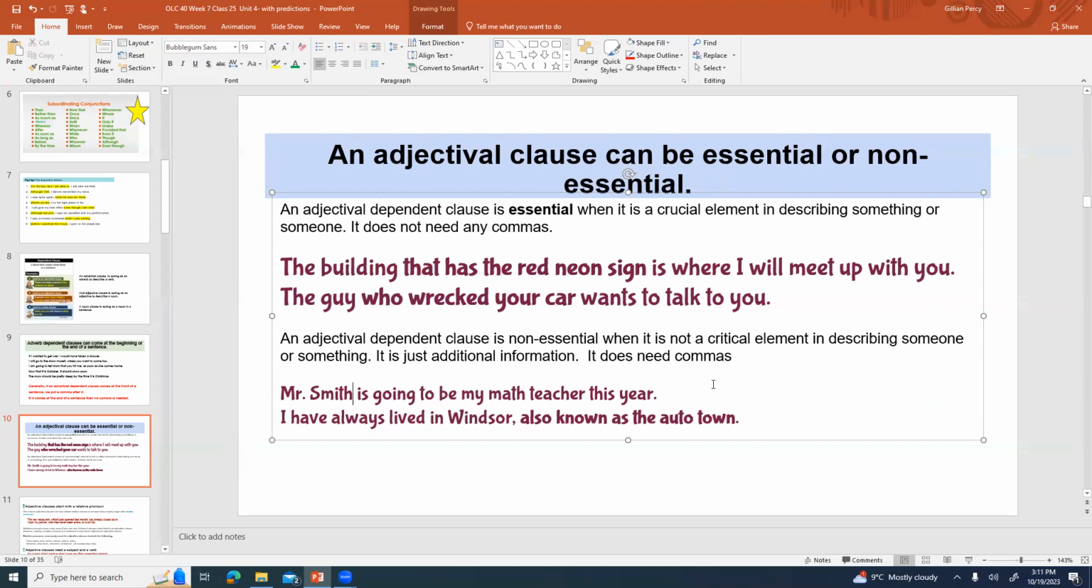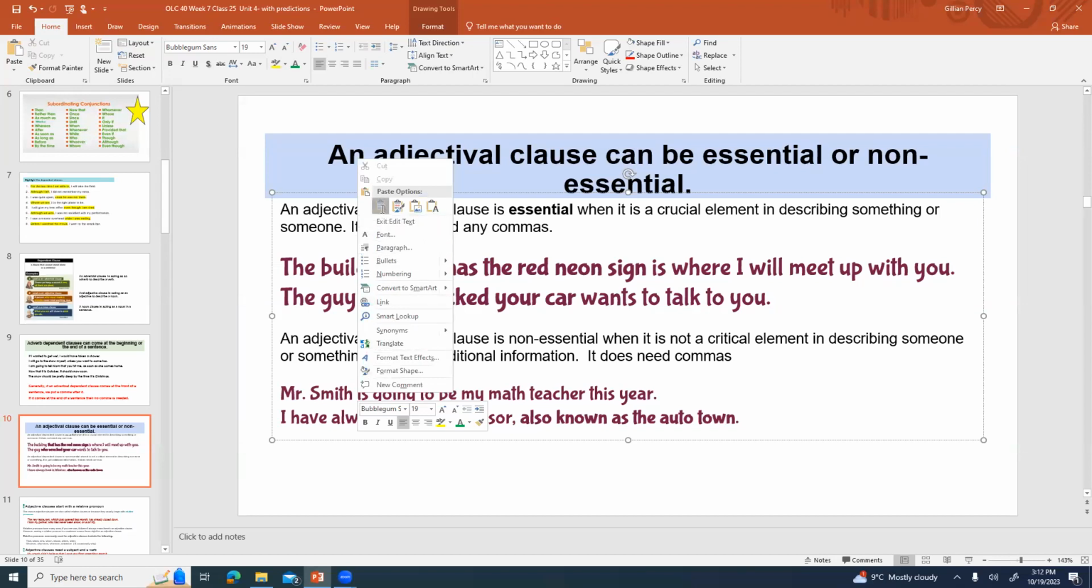It's non-essential. I don't need it to understand who Mr. Smith is. Therefore, it's okay to take it out if I wanted to, and it's okay to leave it in as long as I set it off with the commas, okay? I'll just put it back in there so I don't forget it.